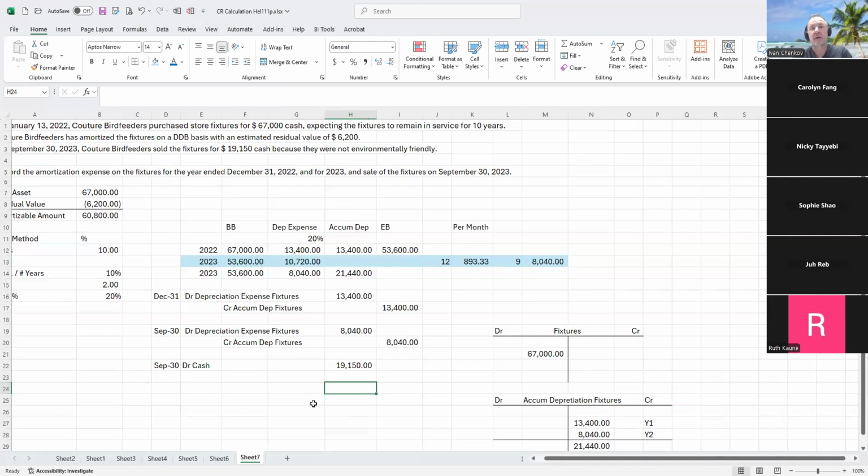Fixtures. We don't have the fixtures. So can the fixtures stay with the balance? No, we have to get rid of these fixtures. How can I get rid of fixtures? By crediting the same amount. Make sense?